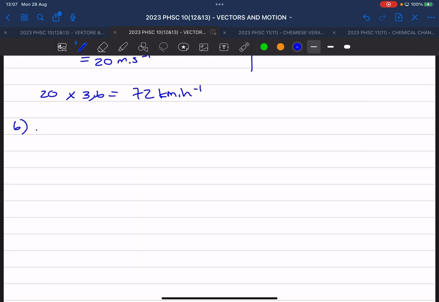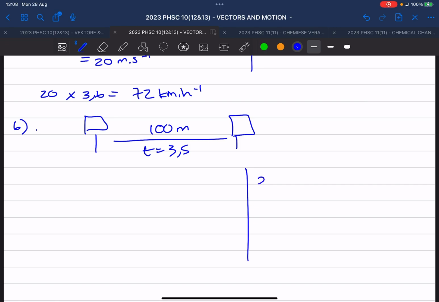Okay, at question 6, they say the passenger of a car sees the turn-off between two signs is 100 meters, and it takes 3.5 seconds to pass them. And we want the velocity or the speed. It's 100 divided by 3.5, and that gives you what, Niakalo?